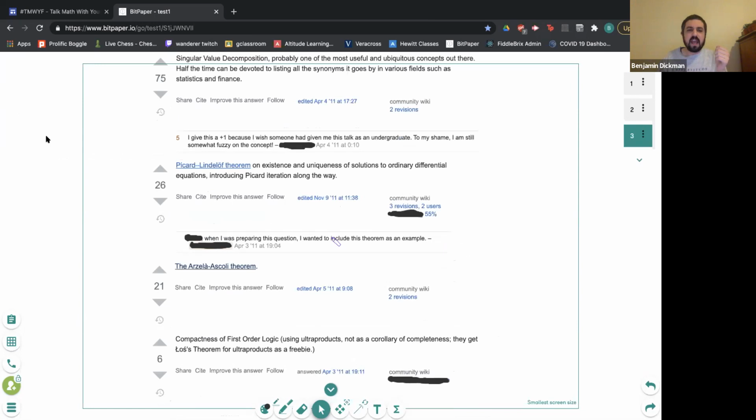And then this isn't one of the highest rated ones, but it was one of the first answers that was given, which is compactness of first order logic. And just to be clear, they mean using ultraproducts, not as a corollary of completeness. So that's their plan for the 30 minutes to get undergraduates you'll never see again to commit to a lifetime in mathematical research. So in part, this talk is a response to that very nice question, I think, which is to find a theorem for 30 minutes. And I'm quite dissatisfied with the answers that you can see excerpted here.